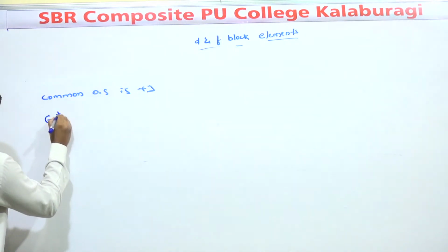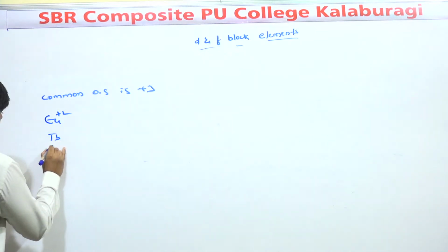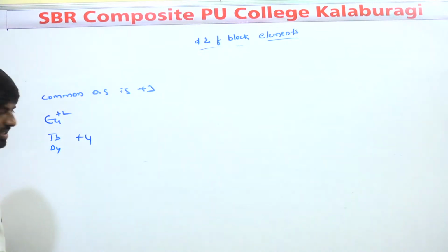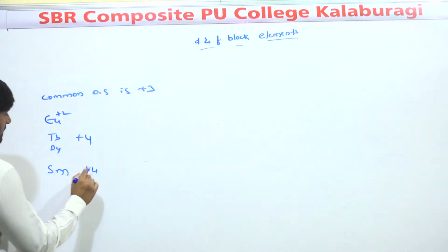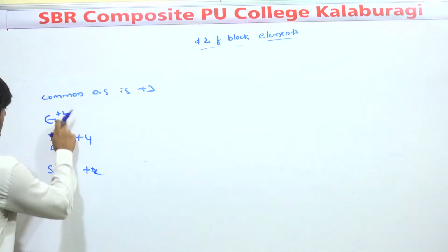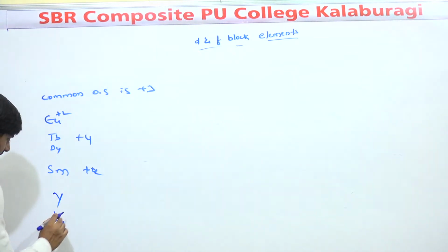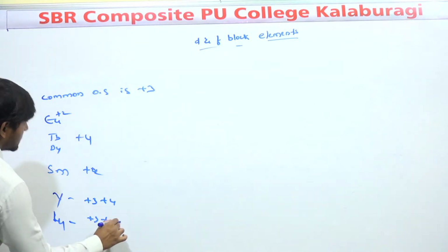Now, except this, a few of the elements will show some other oxidation states. For example, europium in the +2 state, right? Terbium and dysprosium show the +4 oxidation state. Samarium shows the +4 oxidation state along with +3, or it will show the +2 oxidation state like europium, right? The last two elements, ytterbium and lutetium, will show +3 as well as +4 oxidation state.